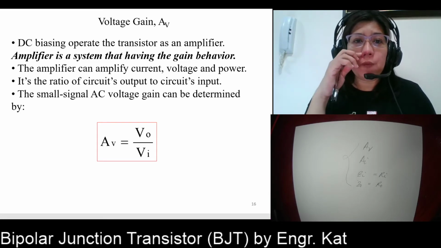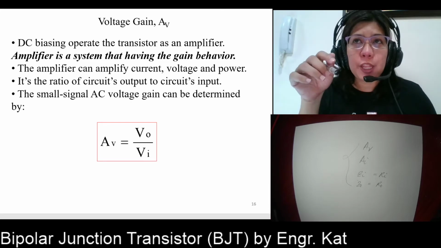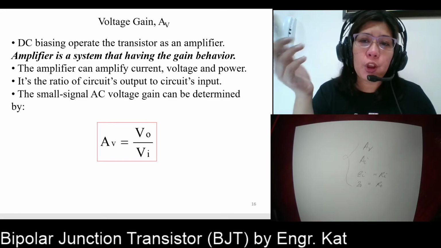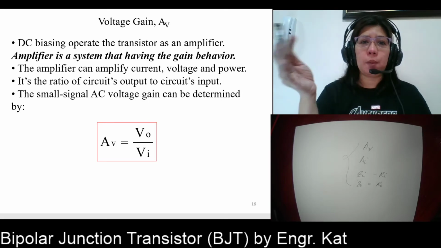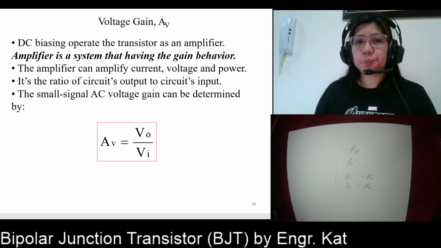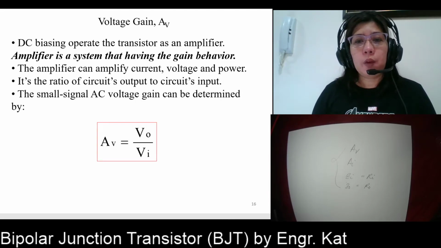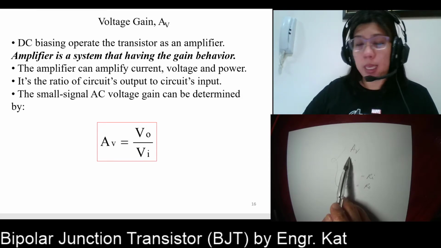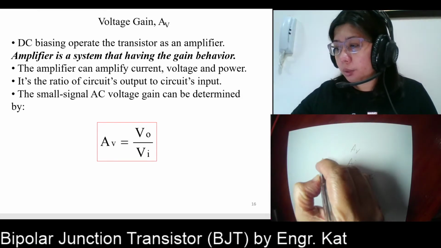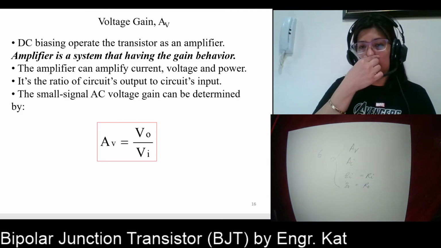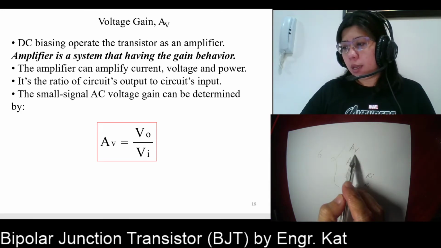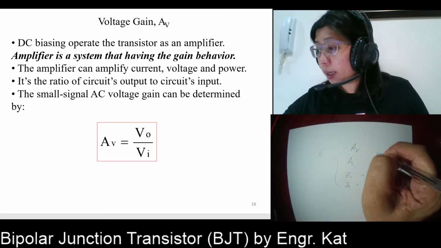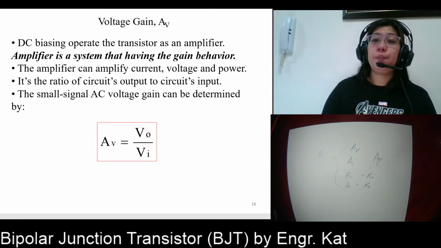The amplifier can amplify current, so that is a current amplifier. It can amplify voltage, so you have a voltage amplifier, or it can amplify power, so it is a power amplifier. For a voltage gain, it is said to have AV, so the symbol for gain is A. Other books use G as a symbol. AV for the voltage gain, AI for current gain. Some use AP, so AP is for power gain.